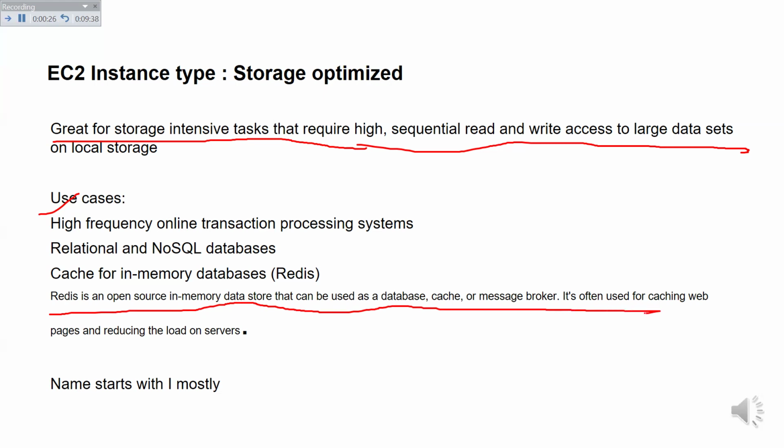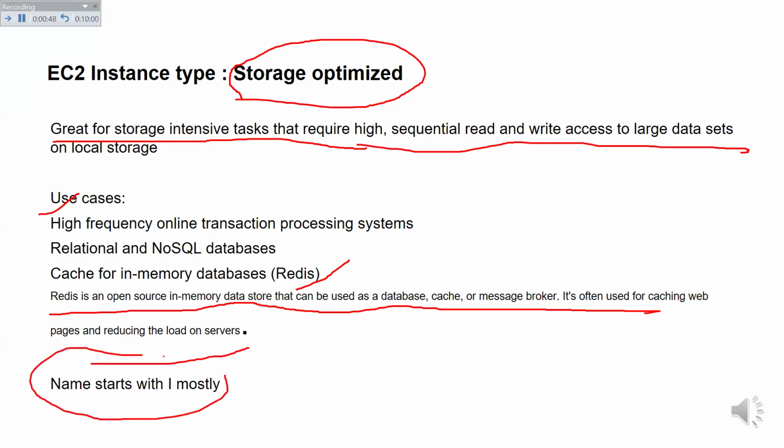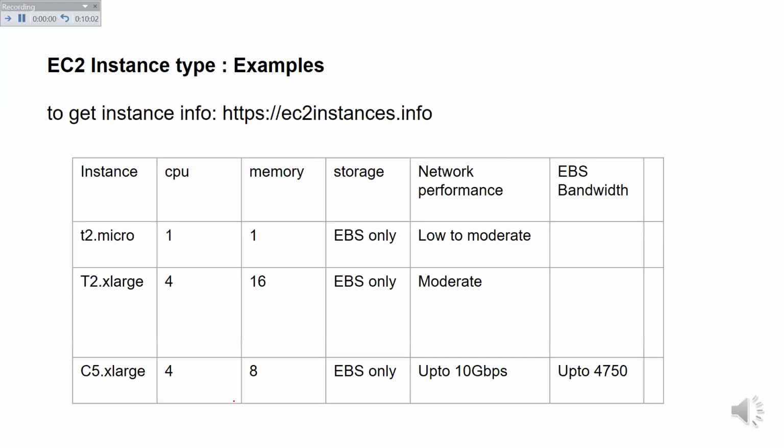It's often used for caching web pages and reducing load on the server. So this particular kind of EC2 instance, the storage optimized, can be used for Redis, correct? If we have to use the features of Redis, Redis can be installed on this kind of EC2 instance. The storage optimized instances start with the letter I, correct? What are the types and the examples?